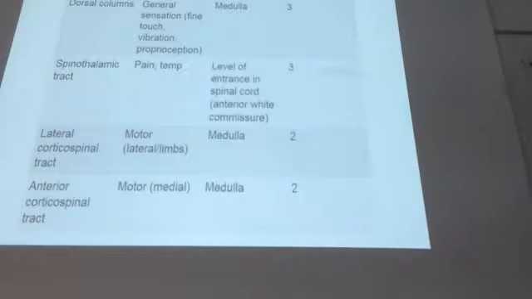So the first one comes from wherever you felt the sensation. If we're going with general sensation, the first one comes from wherever you felt the sensation. We'll then go to the dorsal columns, and that's the first place that it synapses, right? The dorsal columns. Then it will. Then the second.